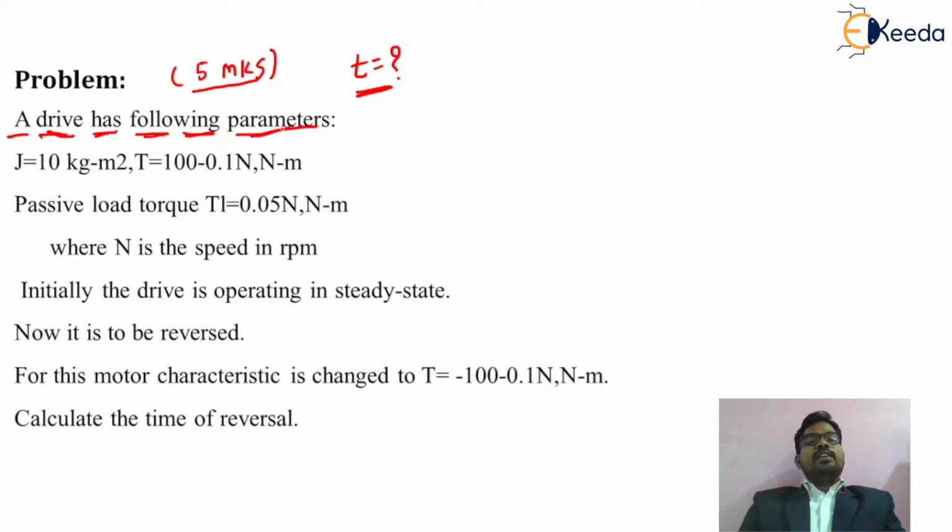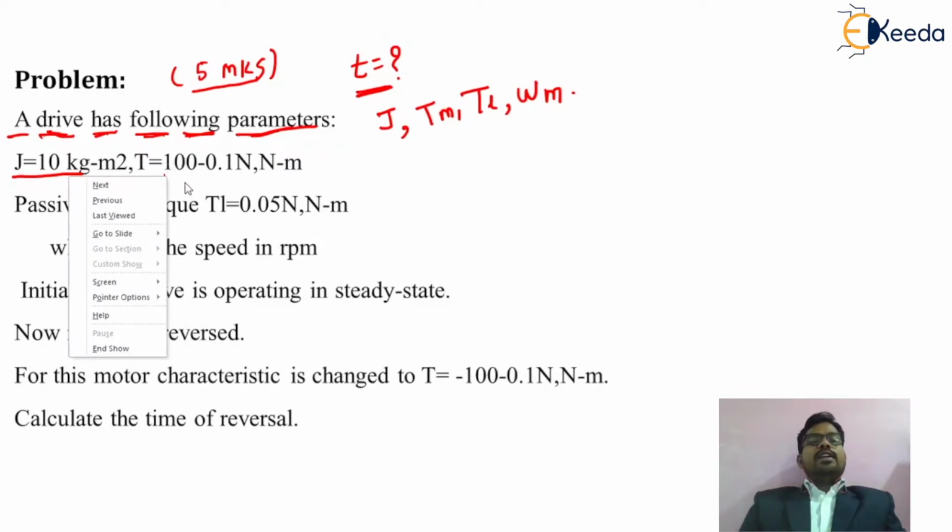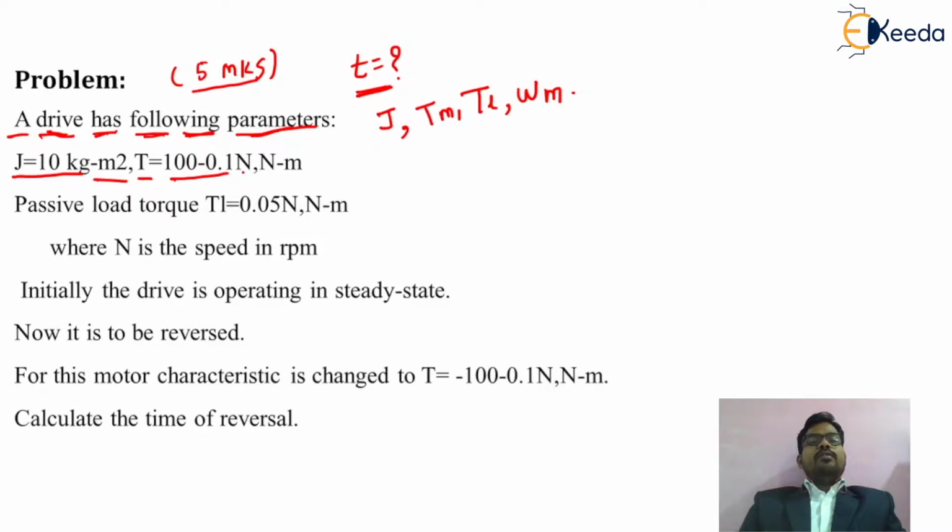As we know, there are different parameters of drives. First parameter is J, that is polar moment of inertia. Second parameter is motor torque Tm. Third parameter is TL, that is load torque, and the fourth parameter is the angular velocity. In the given problem, the value of J is 10 kg meter square. The motor torque is 100 minus 0.1 N Newton meter.